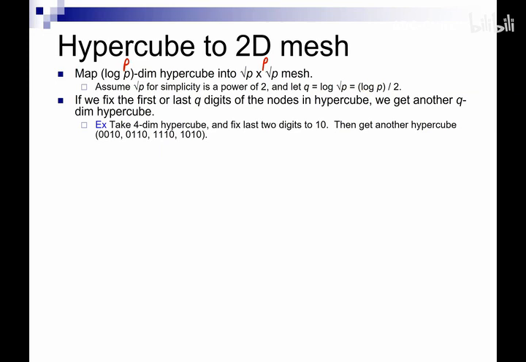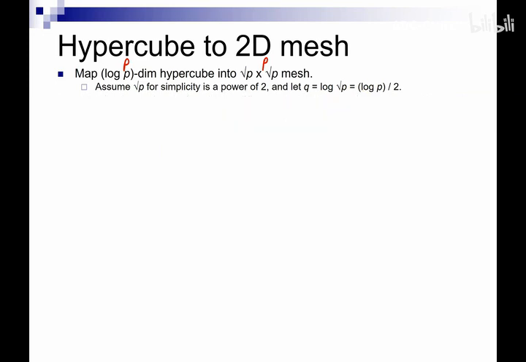Now to do this mapping, we're going to consider fixing either the first or last digits. For concreteness' sake, let's say that log p equals 8. Then q is going to equal 4. It's basically half of the number of digits. Because log p equals 8, every node in this 8-dimensional hypercube can be represented by an 8-digit binary number, and q is half the number of digits, so it's going to be a 4-digit binary number.